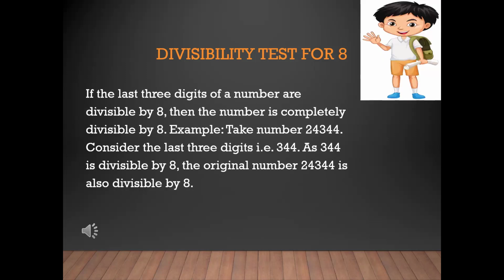Divisibility test for 8. If the last three digits of a number are divisible by 8, then the number is completely divisible by 8. For example, take the number 24,344. Consider the last three digits, that is 344. As 344 is divisible by 8, therefore the original number 24,344 is also divisible by 8.